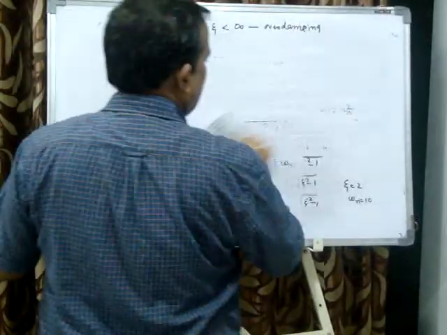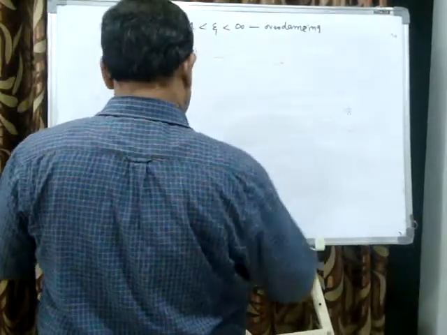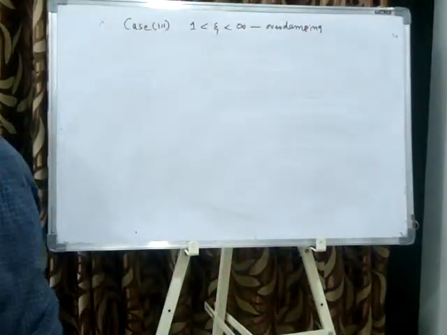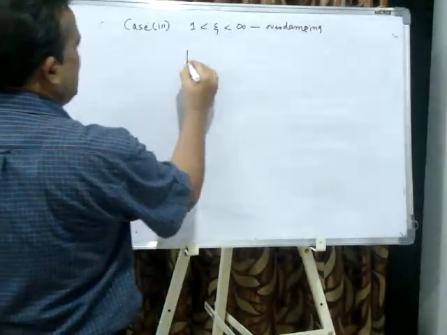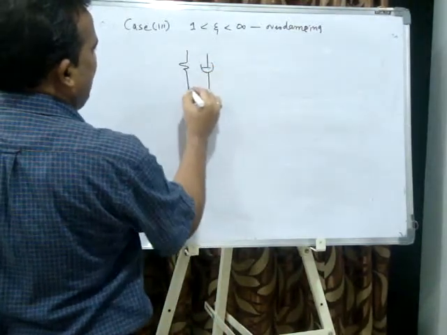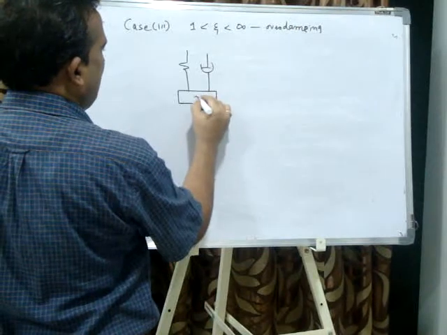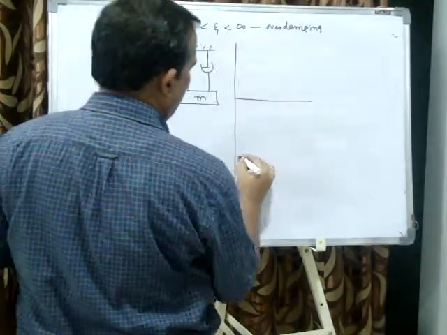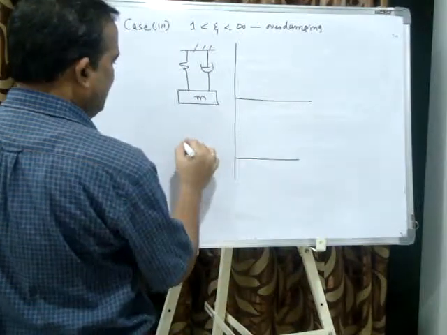Now in this case, the response curve becomes different. I'll take a spring mass system with a high viscosity oil, so that C will be greater, and automatically the zeta will be greater.